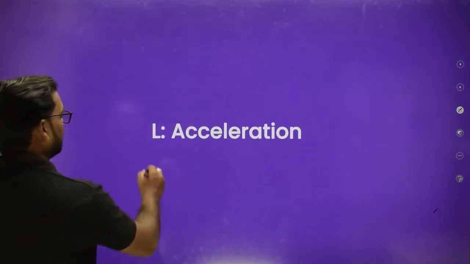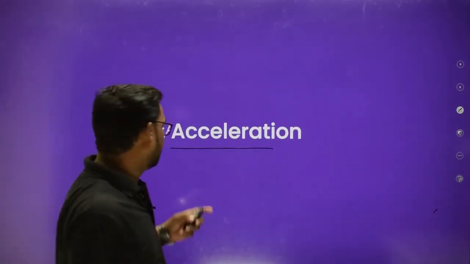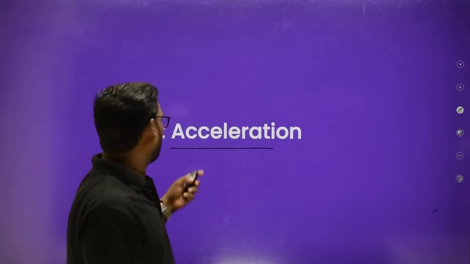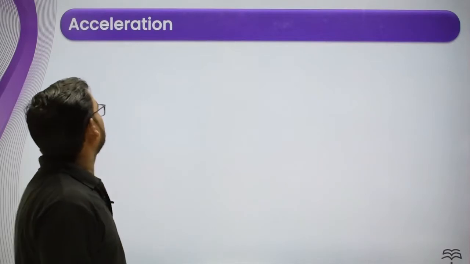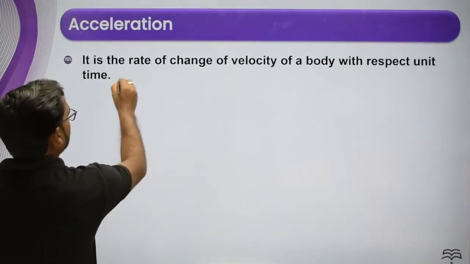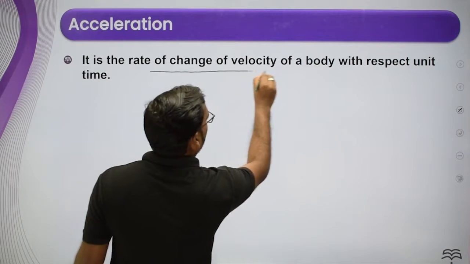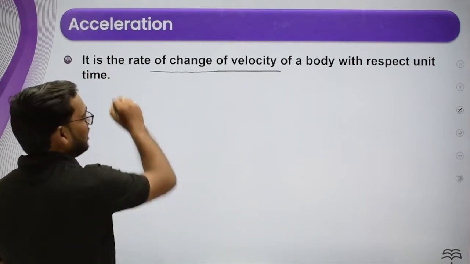Okay, now we are going to the next topic, that is acceleration. How to define acceleration? Till now we have already covered speed and velocity. Now the next topic is acceleration. Simply, you can say that acceleration is the change in velocity. Acceleration is the rate of change of velocity of a body with respect to time.